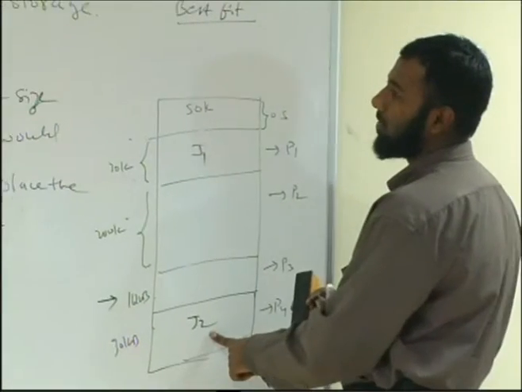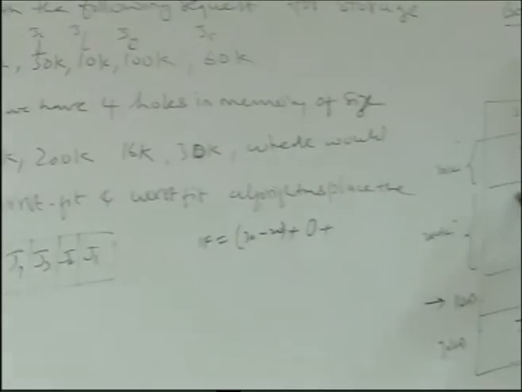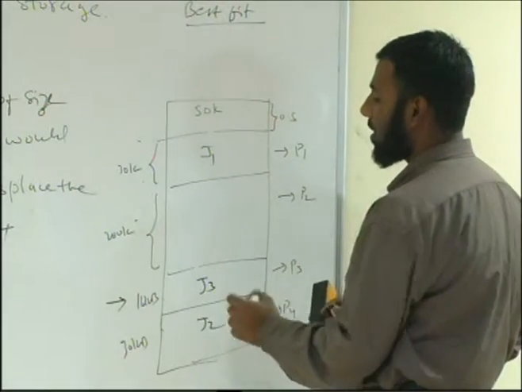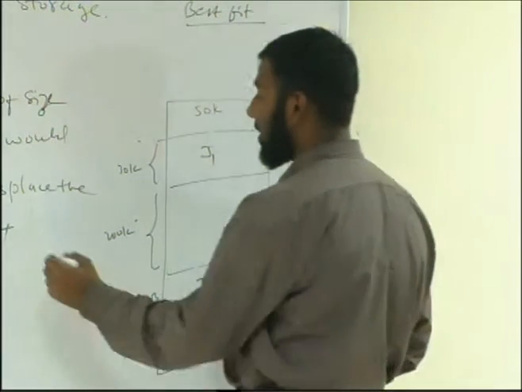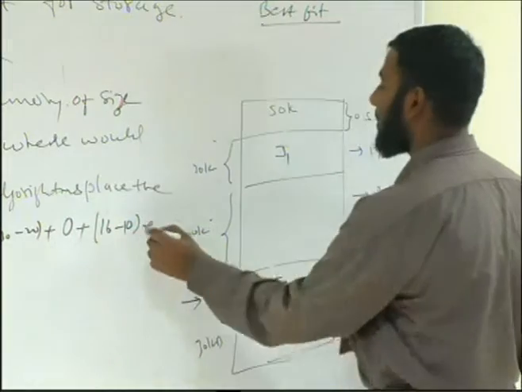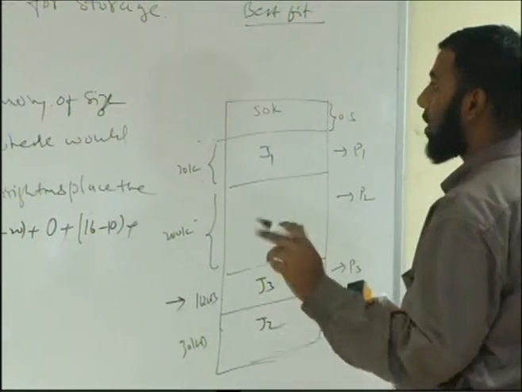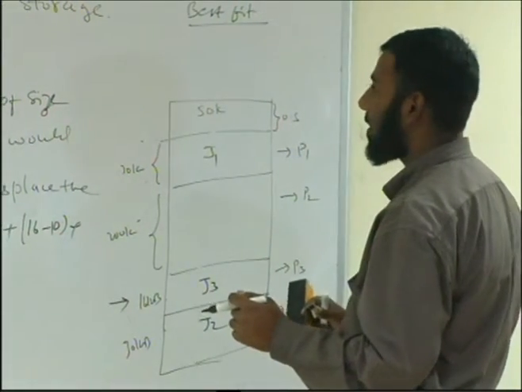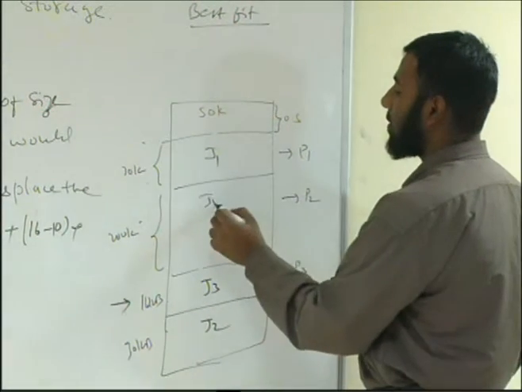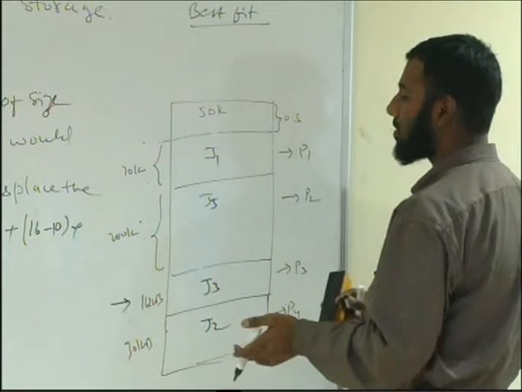Then next, when job J3 comes, it will not be accommodated here because it leaves a lot of internal fragmentation, but it can be accommodated here. When J3 is accommodated here, the internal fragmentation is 16 minus 10. Then comes job J5. The size of J5 is 100 kilobytes. Then J5 will be allocated because there is no other choice to scan for.